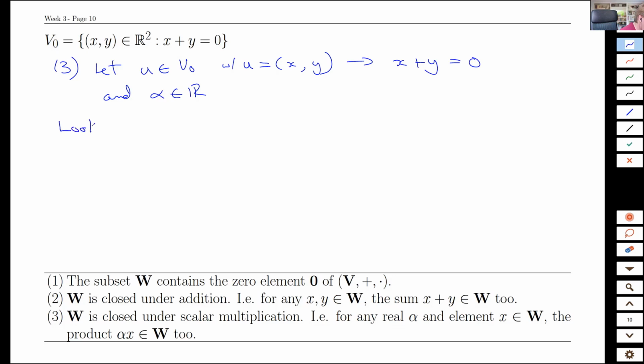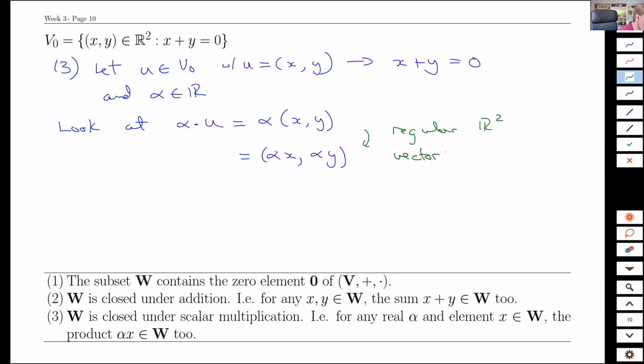And then we're going to look at alpha times u. Well, that's alpha times (x, y), and that is equal to a vector that's alpha x times alpha y. And why? Because here we're actually using a regular R2 scalar multiplication of a vector, scalar product, scalar multiplication of a vector.